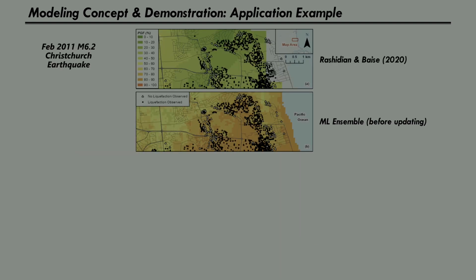So as for an example, this is an earthquake in Christchurch in New Zealand. The first panel is the Rashidian and Bayes model, the one that's in R2D currently. The markers are CPT sites where we know if there were or were not liquefaction manifestations, so the black sites there were. And in this neighborhood, most of the sites had liquefaction manifestations. So it seems like the Rashidian and Bayes model was under-predicting in this very specific neighborhood. It's giving probabilities of like 20 to 40%.